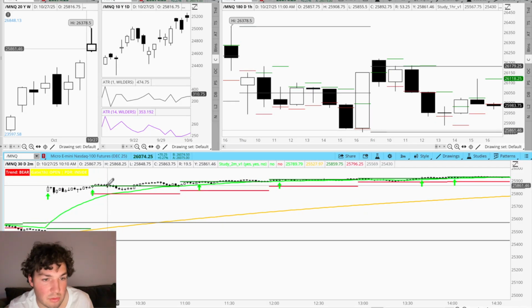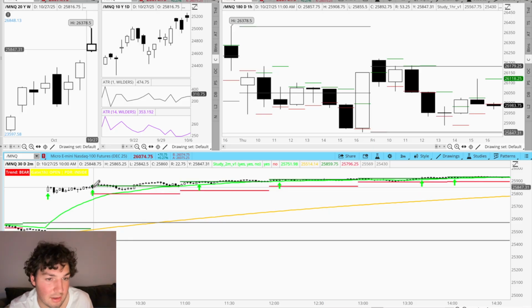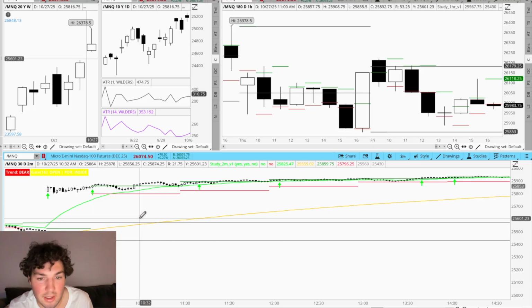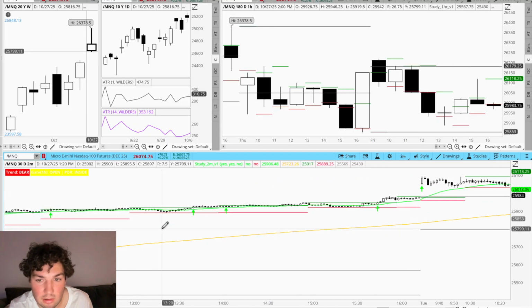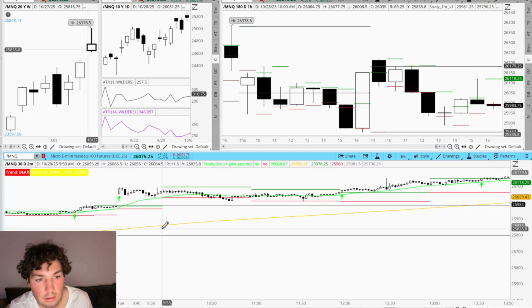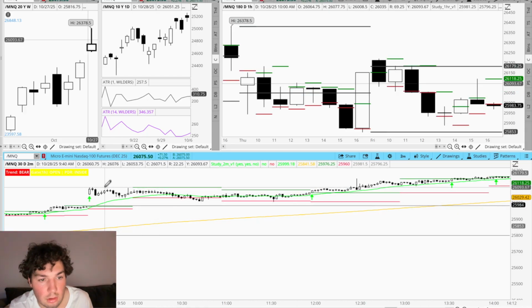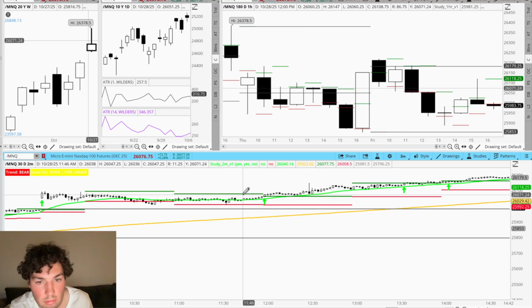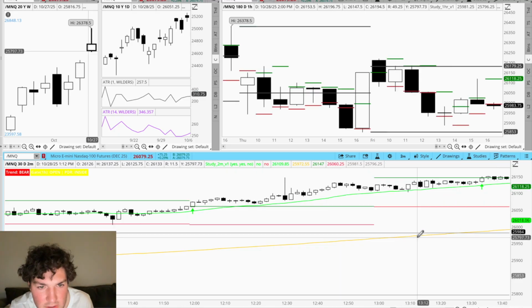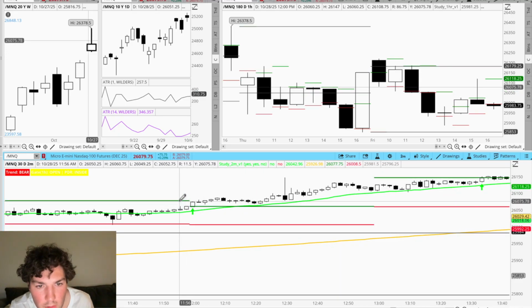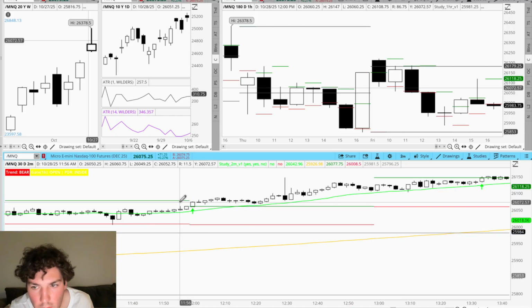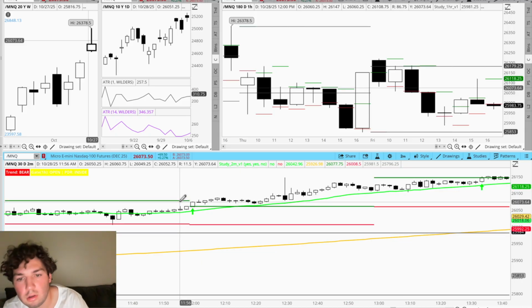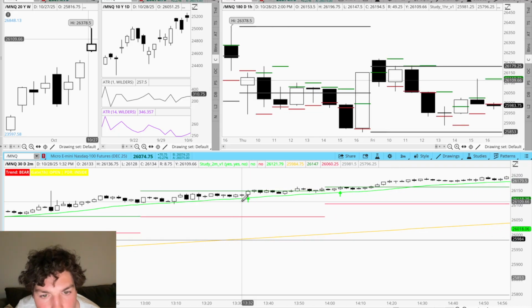Probably wouldn't have taken this because we're outside the first 30 minutes. And if I did take it, it would be a break-even trade. Wouldn't have taken any of this because we're way above the ATR requirement. This one would have been a loss. This one, 2-point loss. So basically break even.